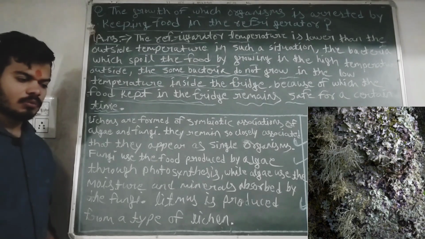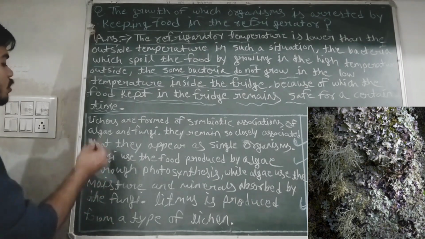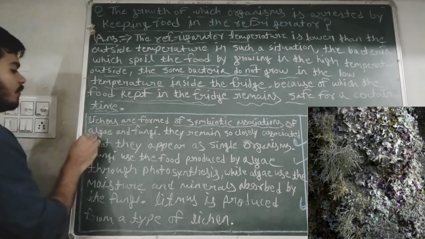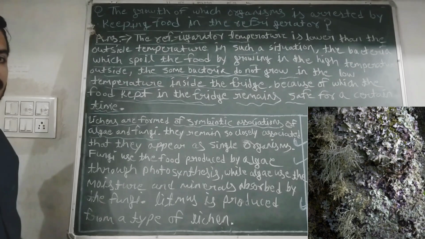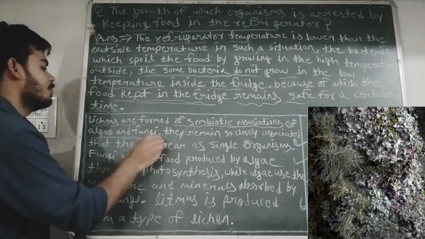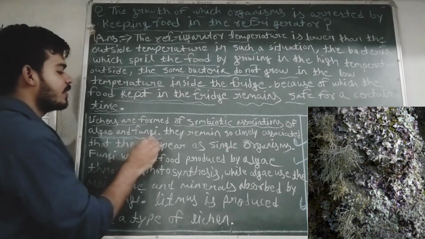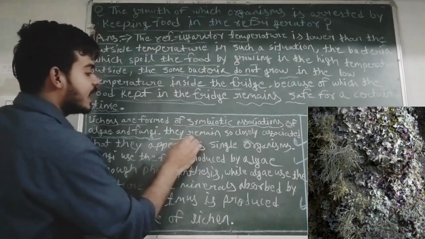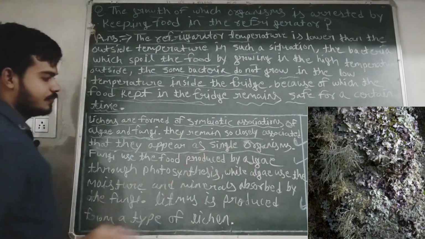So what is lichen? We will study about the lichens. Lichens are formed of a symbiotic association of algae and fungi. Lichen is made from the algae and fungi both. Lichen is not one organism. They remain so closely associated that they appear as a single organism.